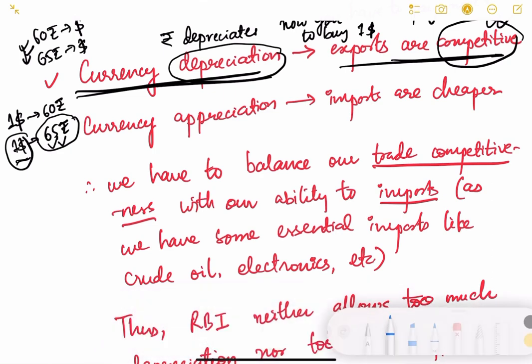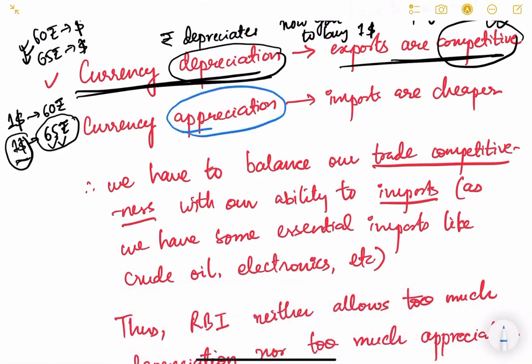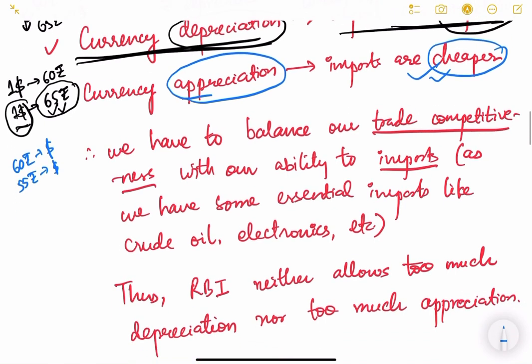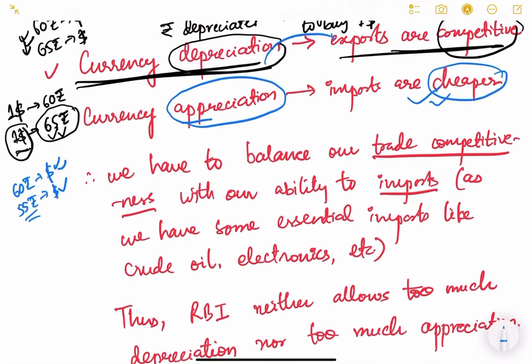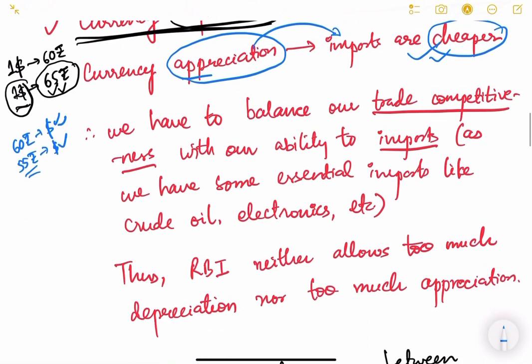Similarly, the reverse will happen whenever the currency appreciates. Currency appreciation means that where 60 rupees was the price of $1, now 55 rupees is the price of a dollar. So our currency has appreciated, and whenever our currency appreciates, our imports become cheaper. For us, it becomes cheaper to buy American goods or foreign goods. Previously we were paying 60 rupees for $1, now we have to pay only 55 rupees. So we can purchase more imports, because it has become cheaper in terms of rupees. I hope you have understood the effect of depreciation on exports and appreciation on imports. It's a very simple concept.